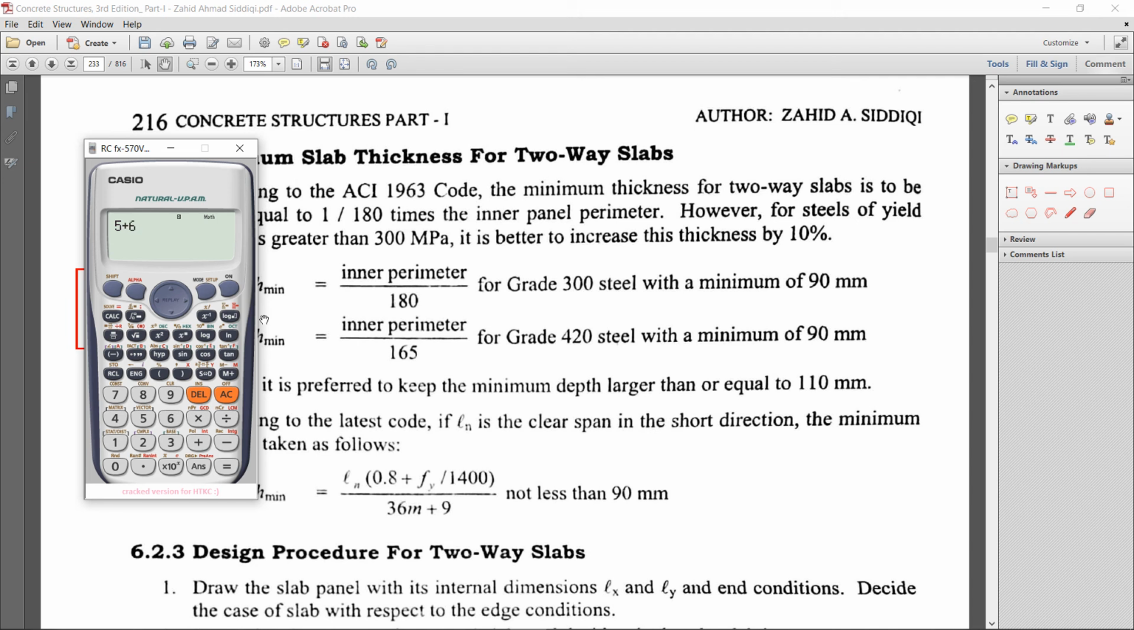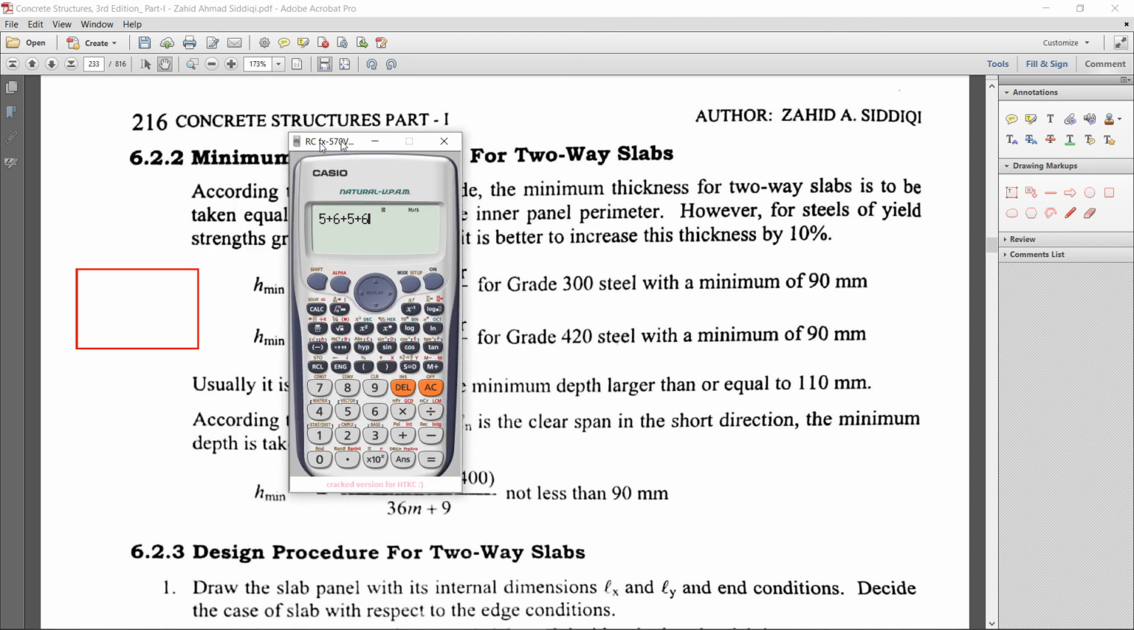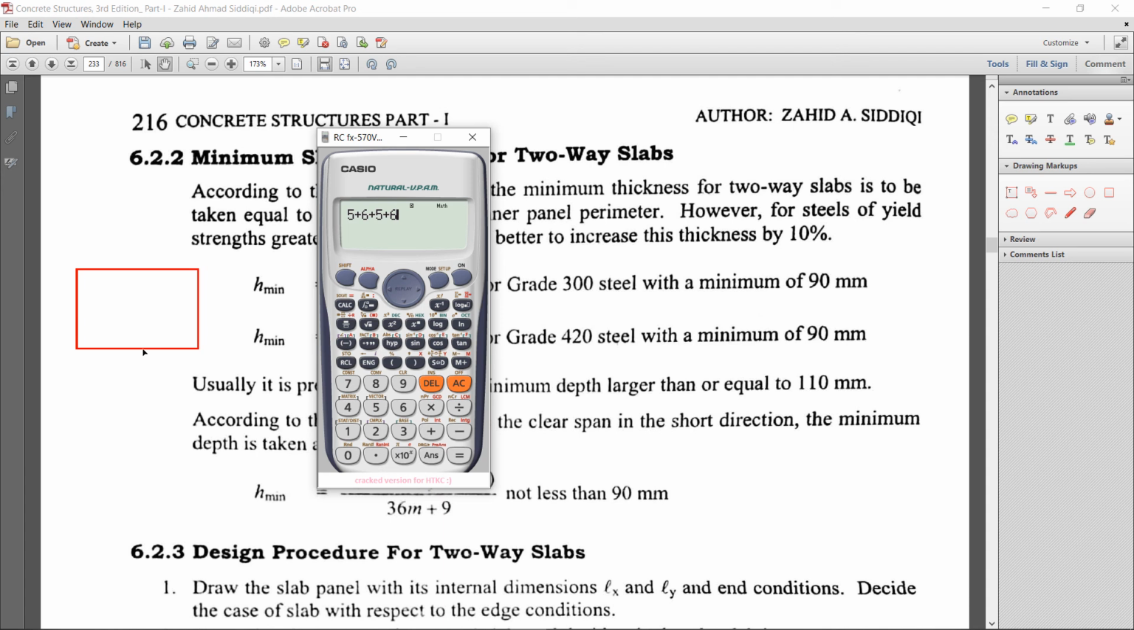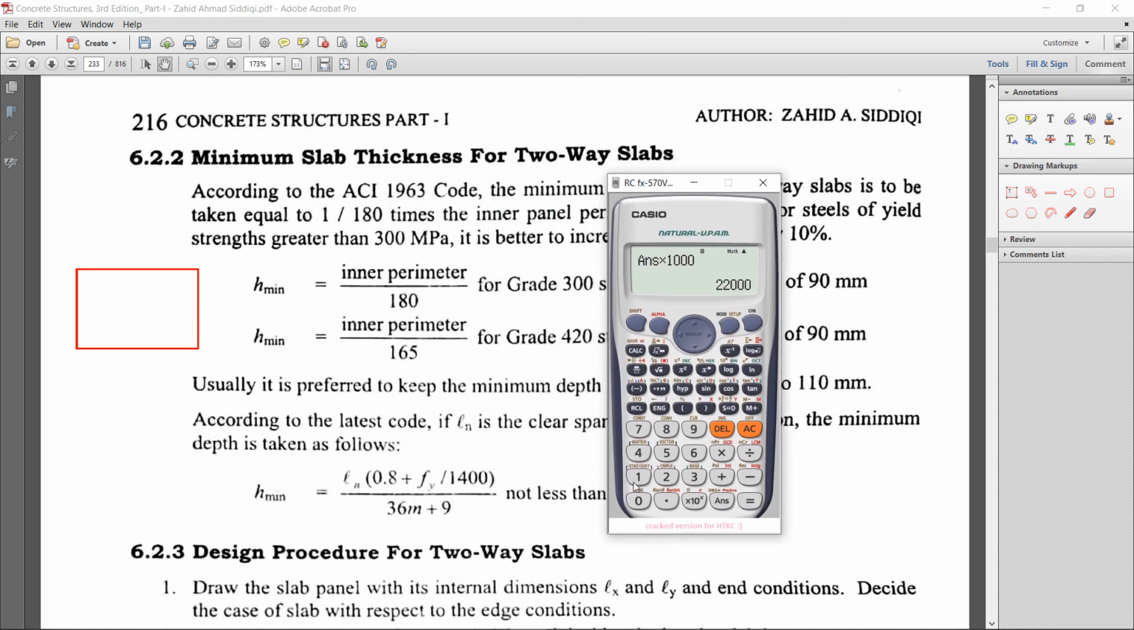5 plus 6 plus 5 plus 6. So the total length is 22 meters, multiply by 1000 to get millimeters. Now divide by 180, so that is the minimum thickness. H minimum will be 122 millimeter.